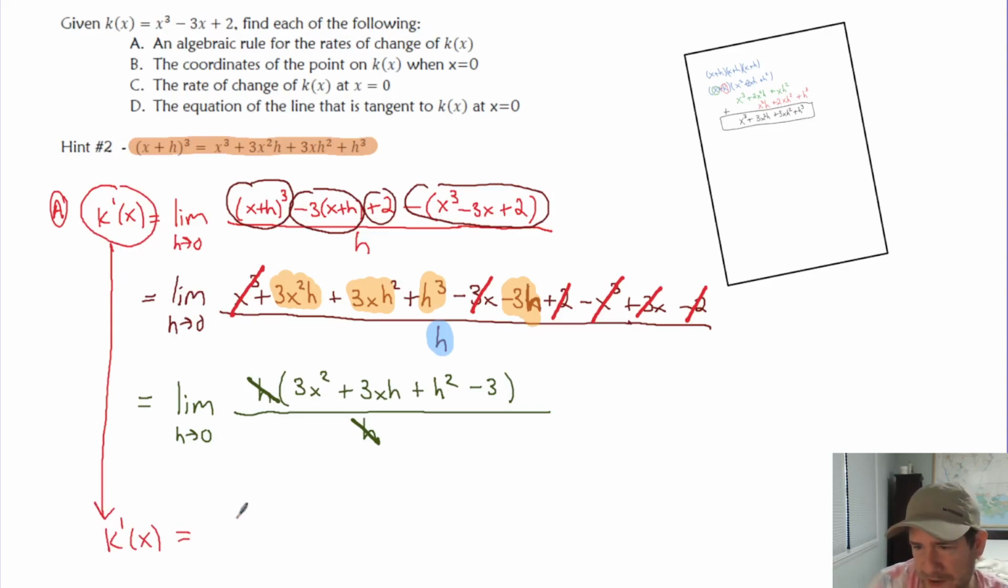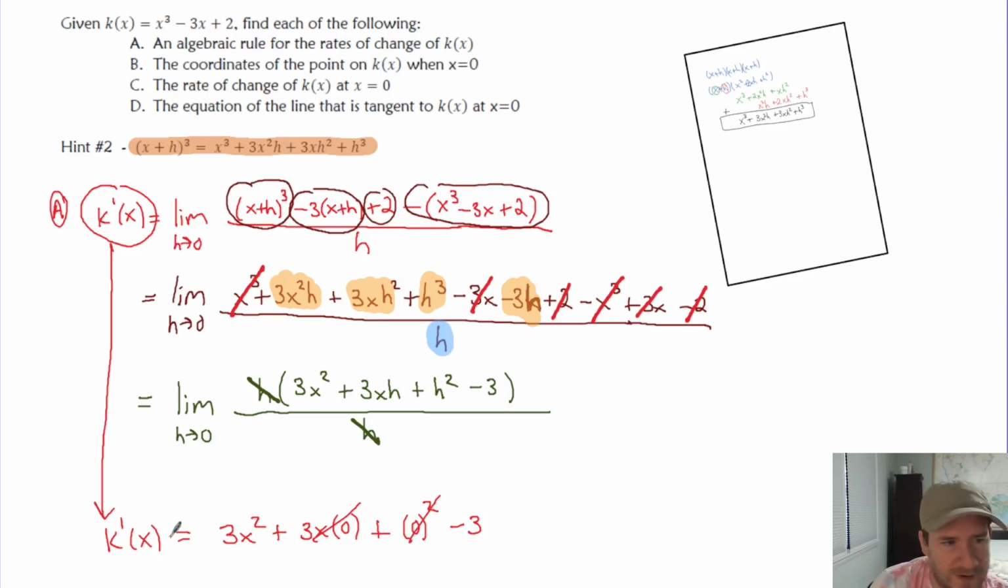And we now know that k prime is going to be whatever we get when we plug in 0 for h. So the 3x squared, we bring that down, but the 3xh is going to be 3 times x times 0. So that whole term is going to go to 0 and cancel out. The h squared is going to do the same thing because that's now a 0 squared, but we do have a minus 3 on the end. So this thing is a 0, it's basically gone. This is a 0, it's gone.